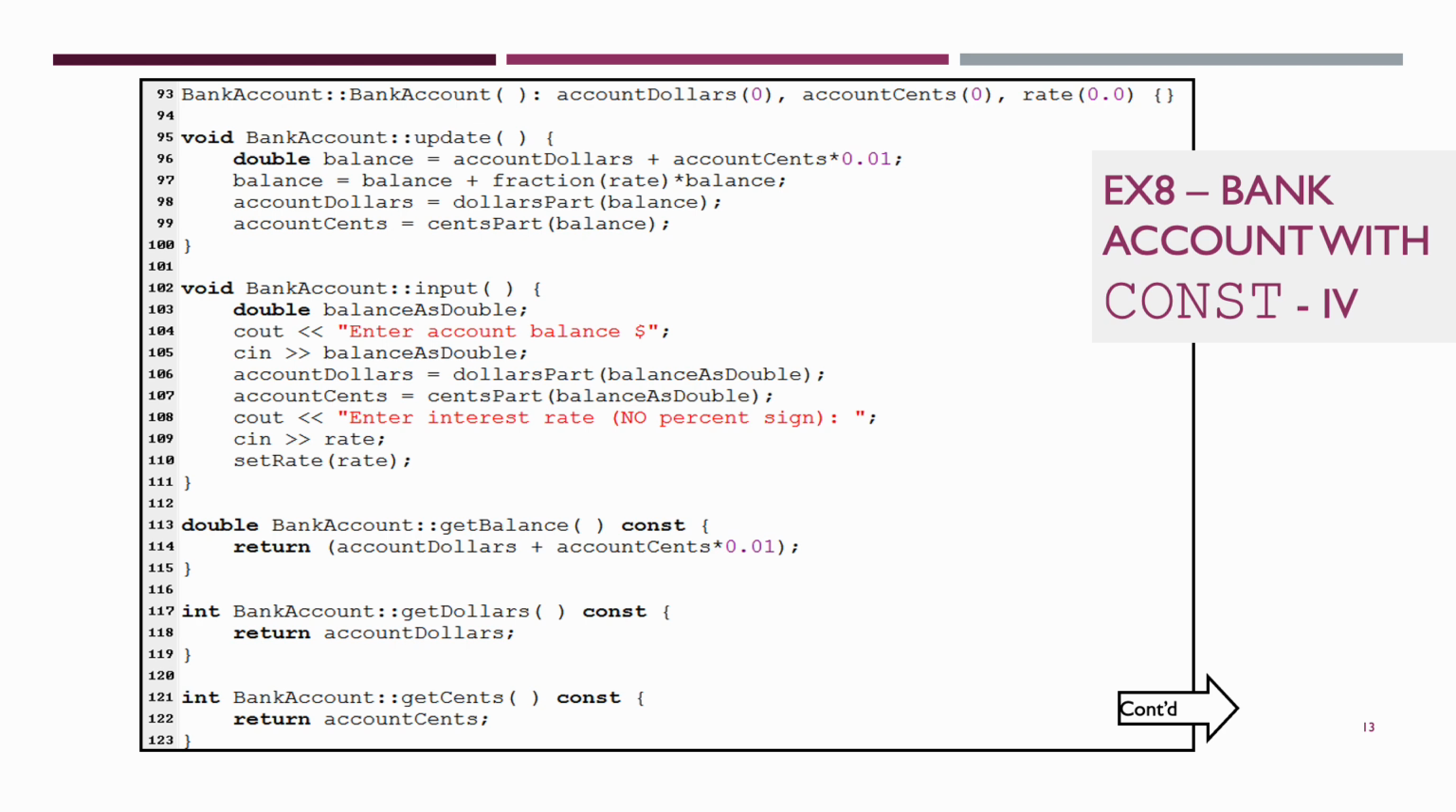Next are get balance, get dollars and get cents, all of these methods. The first one is get balance, which returns the current balance of the bank account as a double, combining the account dollars and account cents values. This method is marked as constant because it does not modify the object state, it simply returns the account balance. The other two, get dollars and get cents, also return the individual components of the balance, dollars and cents.